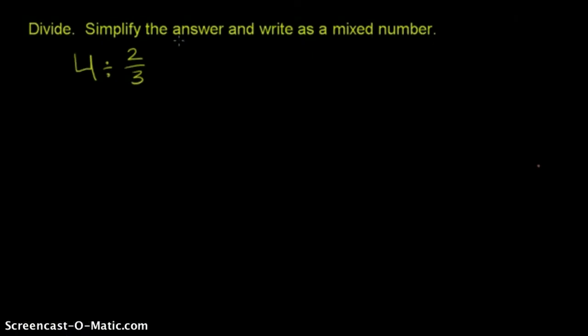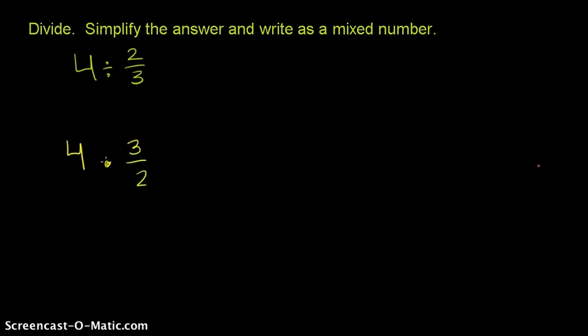Divide and simplify the answer and write it as a mixed number. So we have 4 divided by 2/3, and we've seen when you divide by a fraction, it's the same thing as multiplying by its reciprocal. So this is going to be the same thing as 4 times the reciprocal of 2/3, which is 3/2, just swapping the bottom and the top number, the denominator and the numerator.